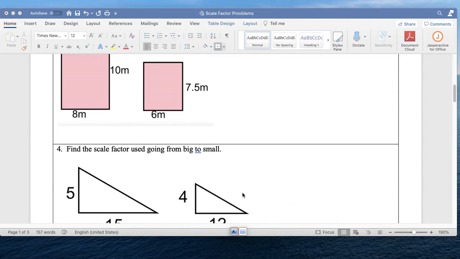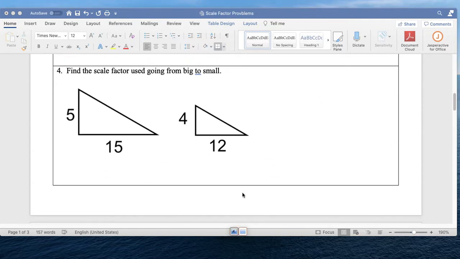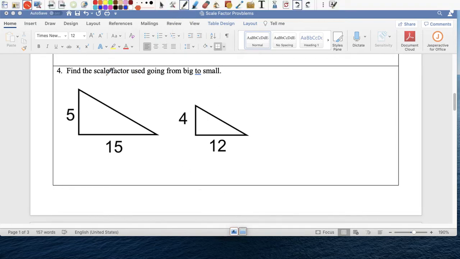Okay, number 4, find the scale factor going from big to small. So again, a reduction. This big triangle became this, right? For the scale factor of a reduction, we're going to divide the small one by the larger one on the corresponding side. Let's pick 15 and 12. If you want to use 5 and 4, that's fine too.